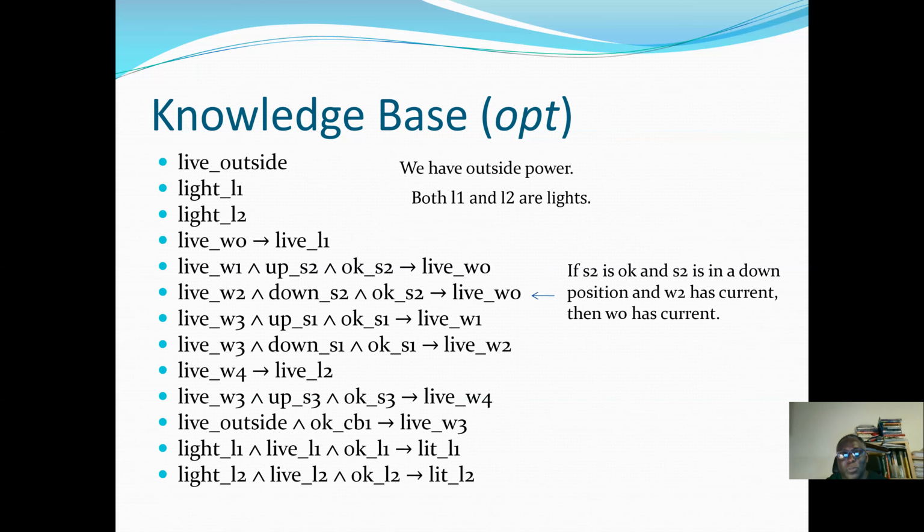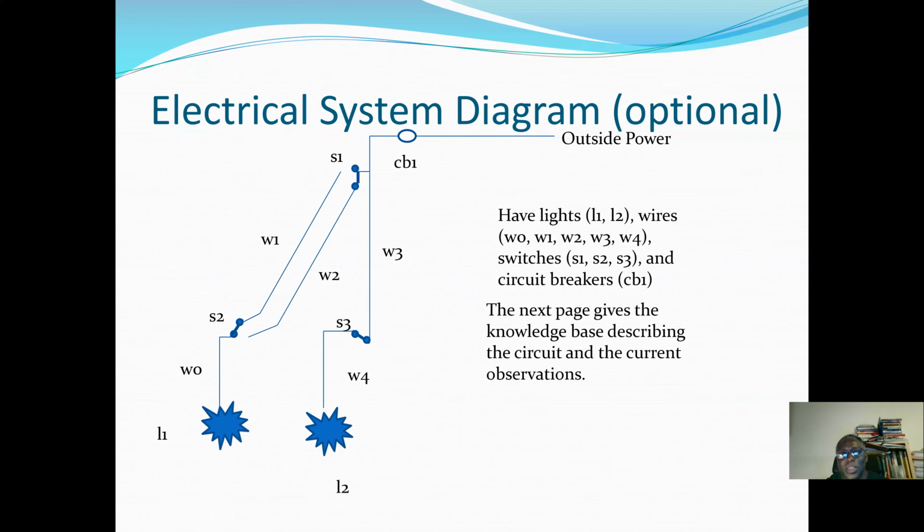We can see that W2 is down and S2 is okay, and S2 is live. So where's W2? This is W2. W2 is down, yes. You can see W2 is not connected, is down. But S2 is okay. So we may still have a light, or W0 may be having current or live.